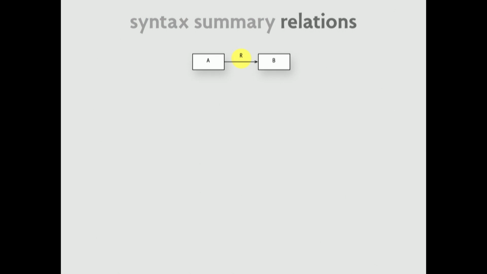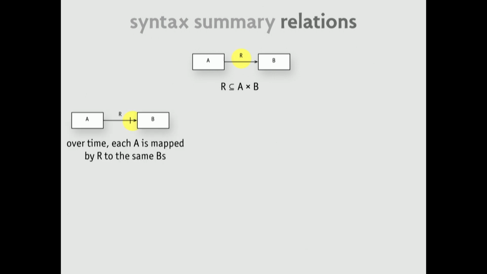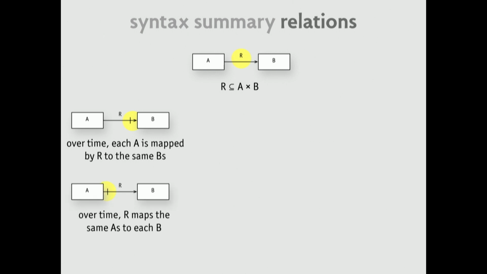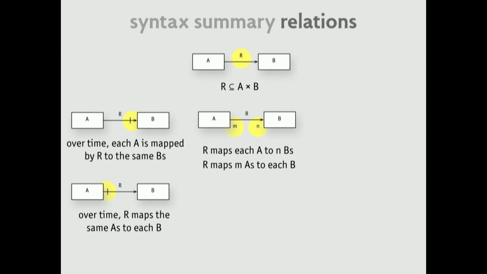And then we've seen the idea of a relation. This relation mathematically is just a set of pairs. There's just a bunch of pairs from A to B. This says that over time, each A is mapped by R to the same Bs. That says R maps the same As to a given B. Then we have these multiplicity markings. That says R maps each A to n Bs and m As to each B, and those are the symbols you can use.